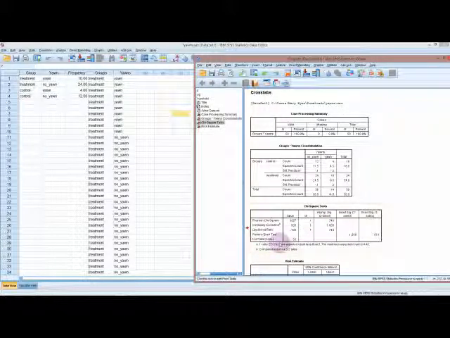However, one cell has an expected count less than 5, and so the test may not be valid. So we should interpret these results with caution because it is a small sample size.